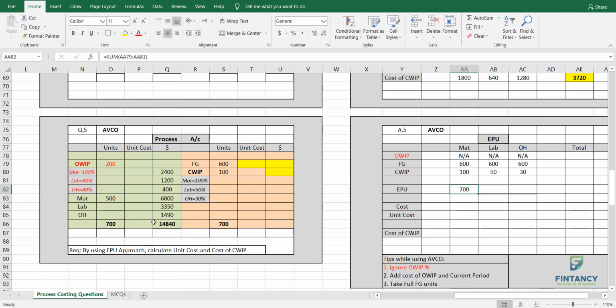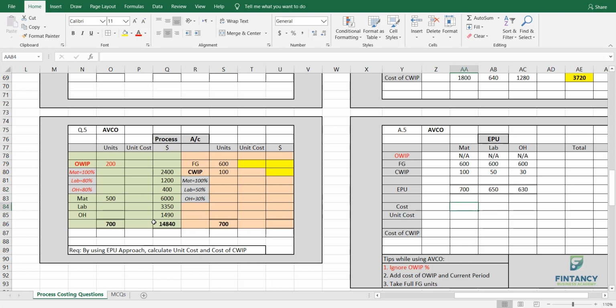So this is 700, this is 650, this is 630. So examiner can ask you, how much are equivalent units for material? So the answer is 700. How much are equivalent units for labor? 650. Overhead 630.